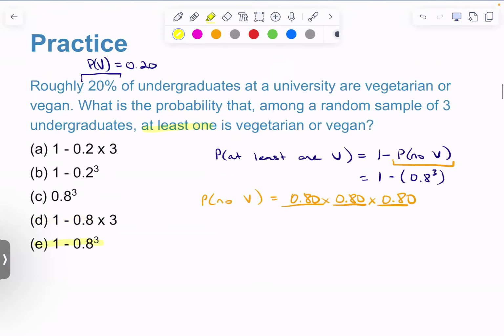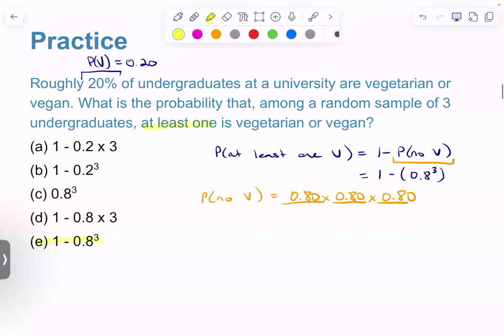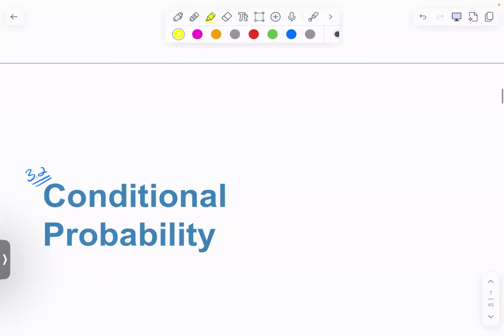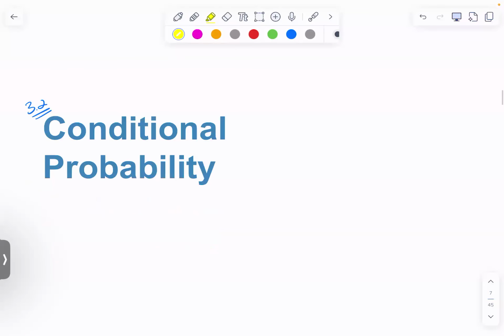Any questions before we start our next section, which I was kind of hurrying towards, because it's a big section. 3.2 is on conditional probabilities.